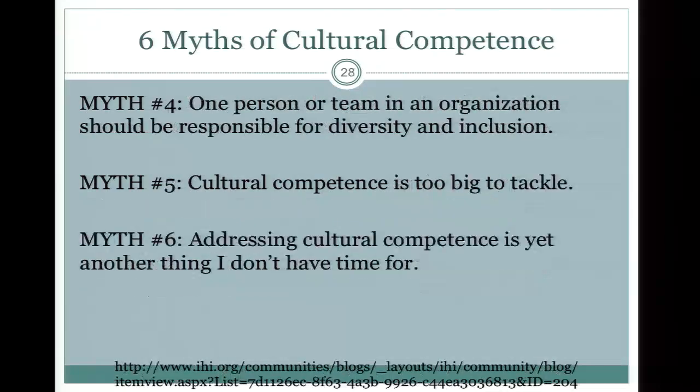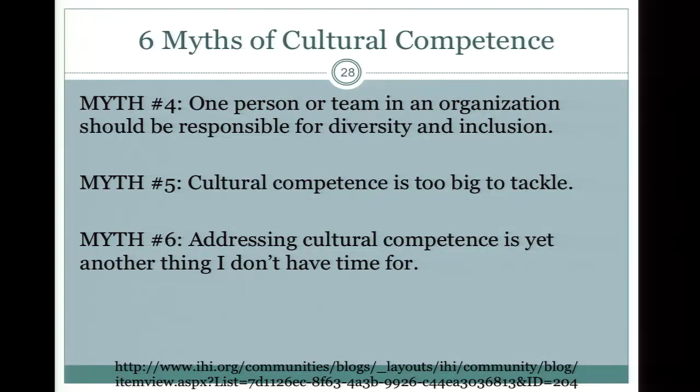So, also, myth 4, that there should be just one person or a team in an organization who's charged with dealing with these issues, whether it's diversity and inclusion or just language access. Can you imagine if you only had one person in an entire agency or organization who was charged with doing this? No, this needs to be embedded into every aspect of all of our organizations, right? Next, well, cultural competence is too big to tackle. Yeah, there are all these different groups. I just want to ignore this. I don't need to do this, right? I'm sure you've probably heard that.